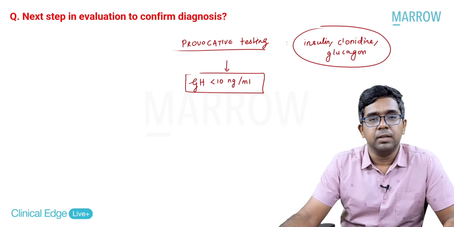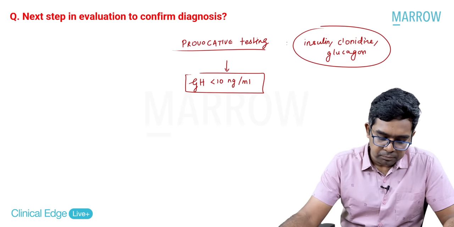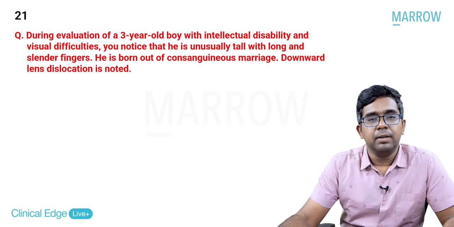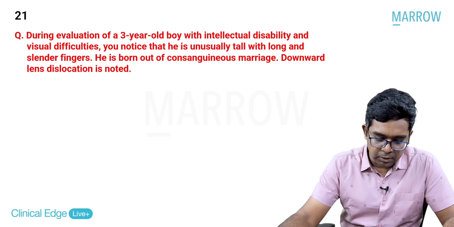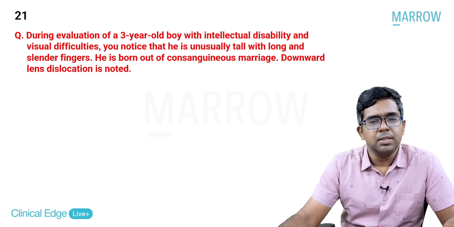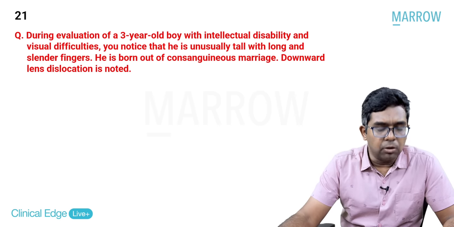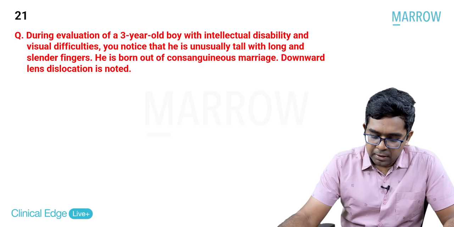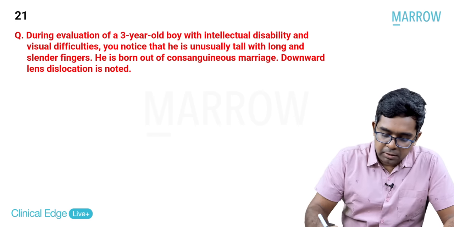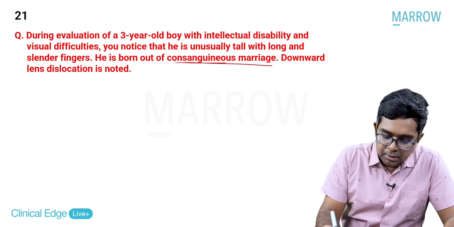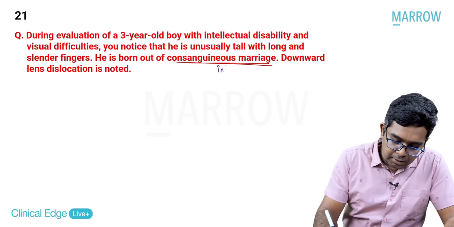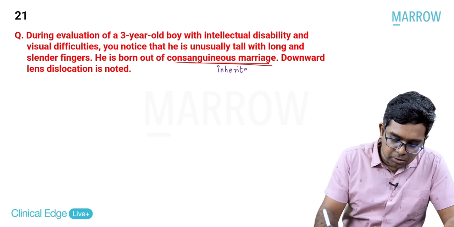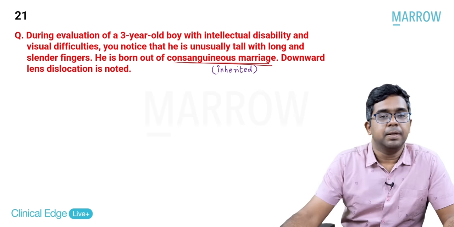We move on to clinical vignette number 21. You are evaluating a 3-year-old boy with intellectual disabilities and visual difficulties. You also notice that he is unusually tall with long, slender fingers. He is born out of a consanguineous marriage. They are giving you a clue that this is an inherited condition. That's why they are giving you the clue as consanguineous marriage.